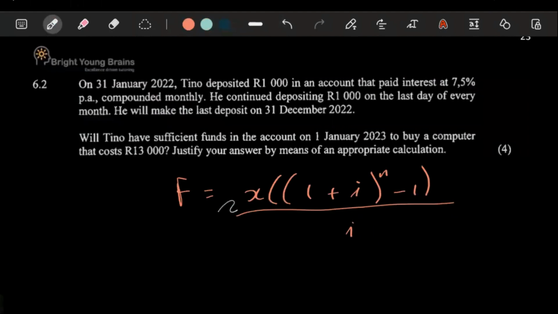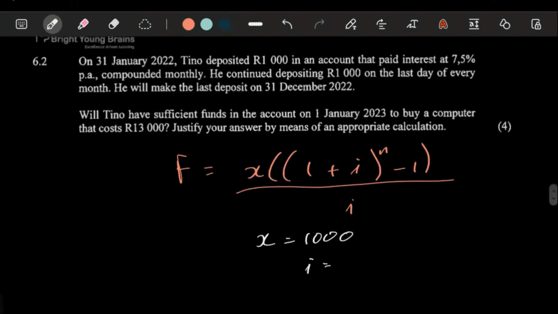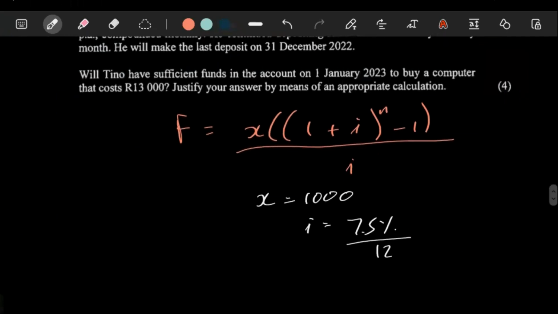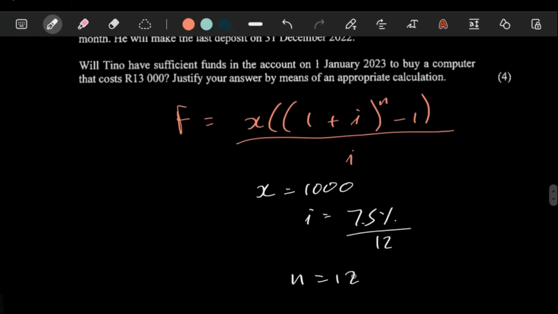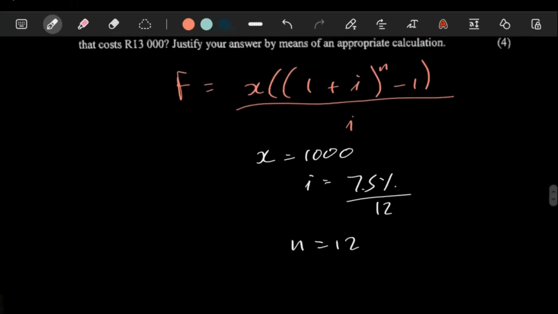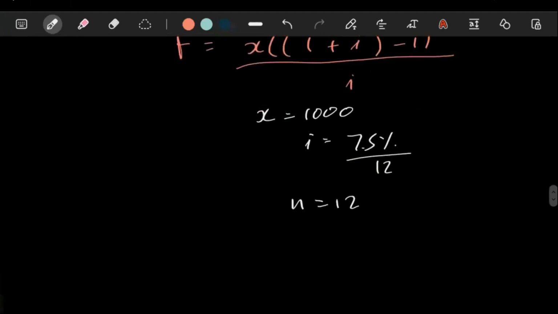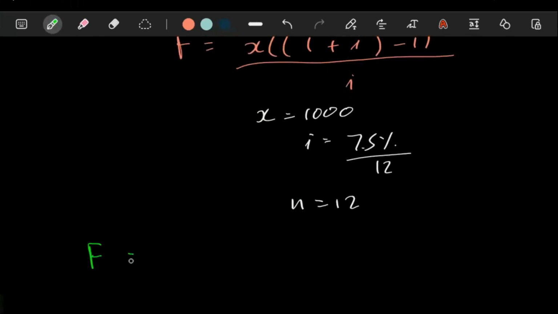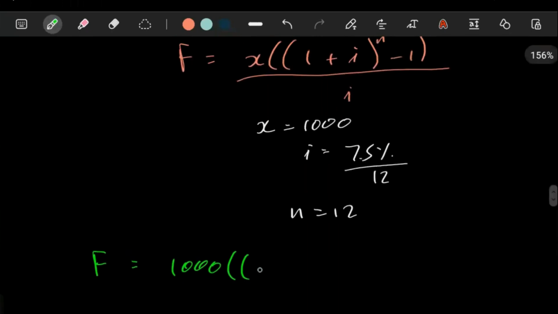So let's see what we have here. The monthly installments, they're making installments of 1,000 monthly. The interest rate is 7.5% compounded monthly. So it's 7.5% divided by 12. And then what we also know is it's over 12 months, you see. Now, if you're going to work out if he has 13,000, you have to just work out a value of F and see if it's equal to 13,000. So doing that, F is equal to 1,000. I reckon he probably is going to have 13,000. If not, then yeah.